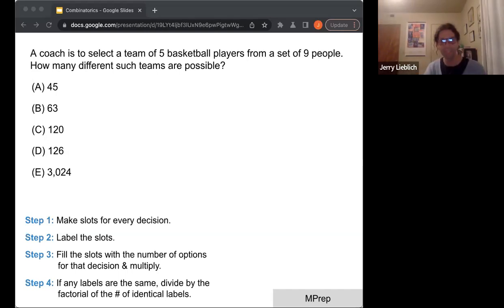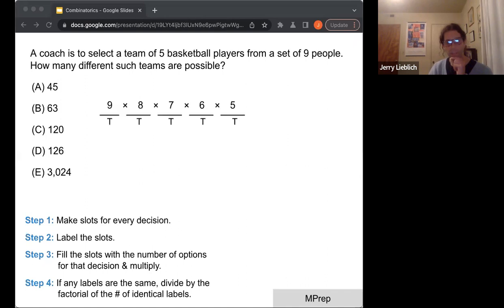Okay, so we start out by writing out our slots. So we're having 5 team members. And then we know we're choosing from a group of 9 people. So we can say, how many different people can we choose for the first slot? 9. Once we've chosen one of those people, how many people are left for the second slot? 8. And this is how these almost always work. If we're choosing from the same pool, for each person we choose, that number is going to go down because there's fewer left. I've already chosen 2, so there's 7 left, etc.